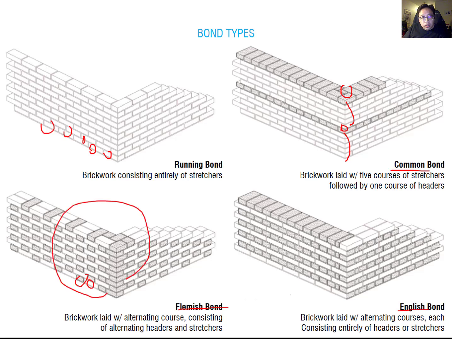And English bond is using the stretcher for one coursing, and the next layer using the header. So it means stretcher coursing, header coursing, stretcher coursing, and header coursing just stacking together. It is called the English bond.